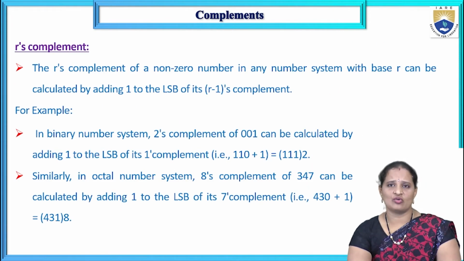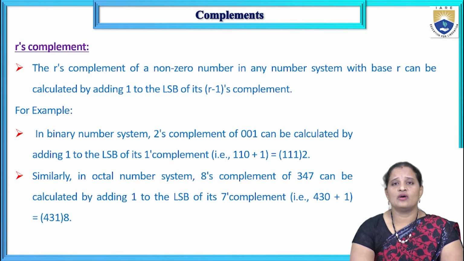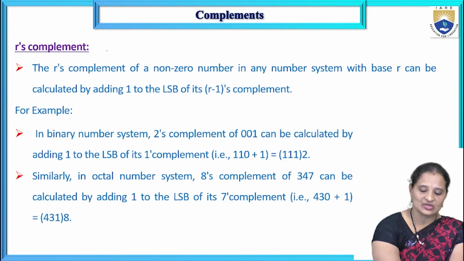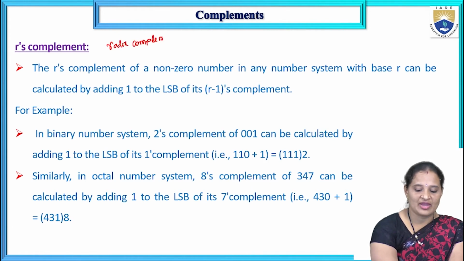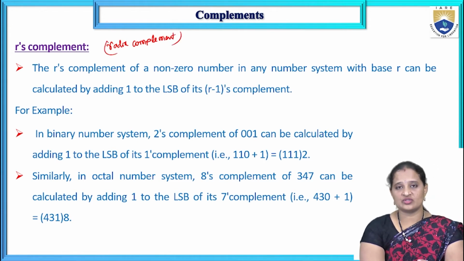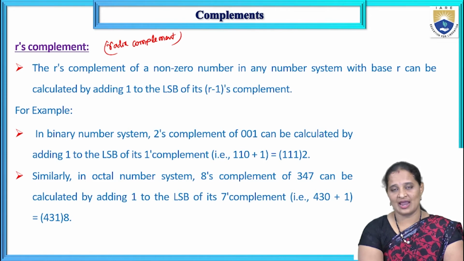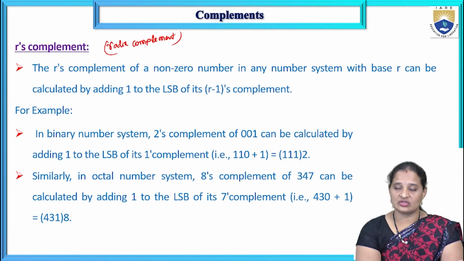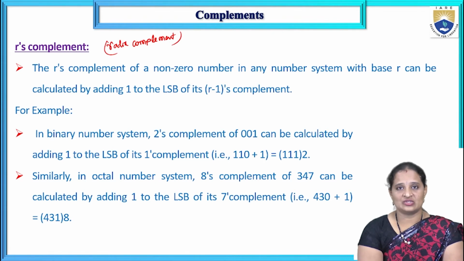Now what about the r's complement? The r's complement is also known as the radix complement, whereas the r minus 1's complement is also known as the diminished radix complement, because we are subtracting 1 from the radix. So that is why it is called the diminished radix complement, whereas this one is the radix complement.